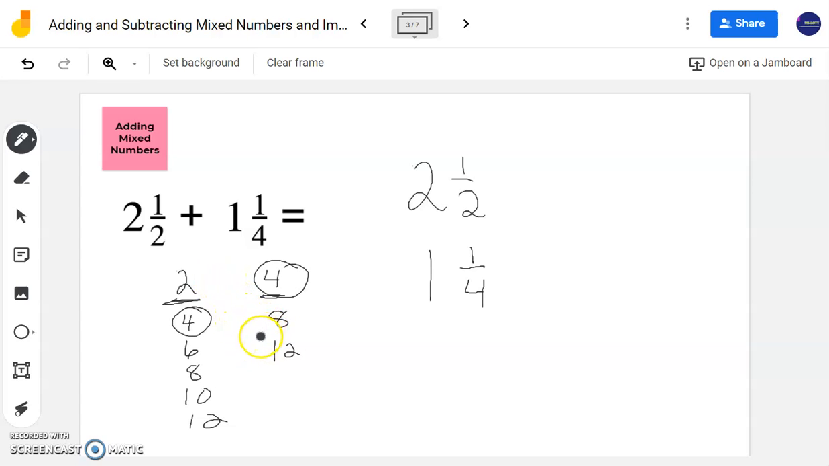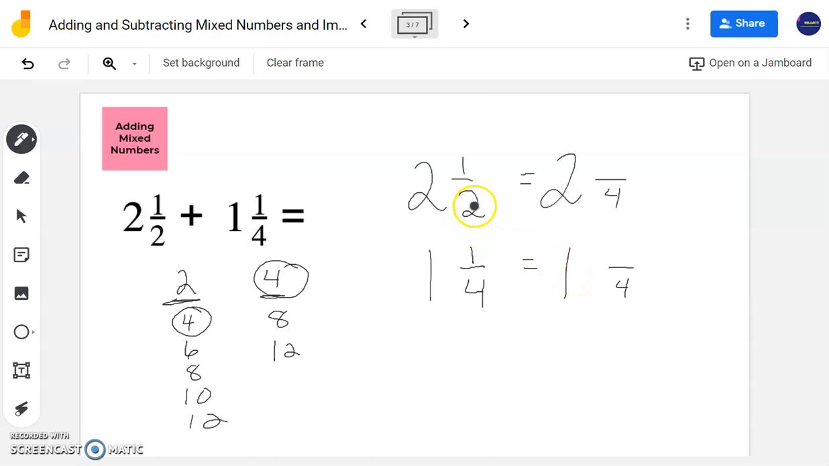It's not wrong if you choose 8, 12, 16. Those are all great denominators as well. But I do encourage you to try using the least common denominator. So now I know that my denominators need to both be 4. Now, just because I have a mixed number, we're still going to do the same process. This whole number of 2, we have to still include it. We can't just eliminate it. We need to include that in the problem.